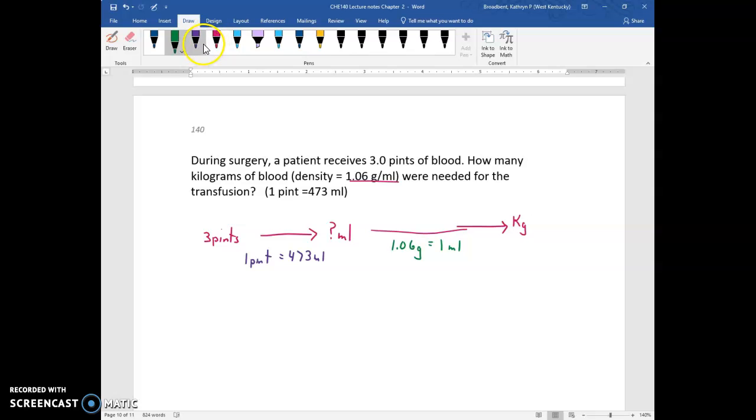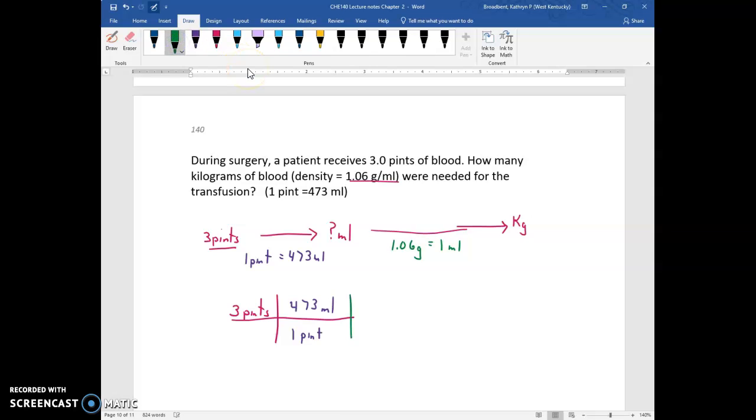We're going to set this up the same way we set the others up. We always want to start with the number from the problem. Make sure you don't start with any of your equalities. So we start with our 3 pints. We have our first equality. We want to get rid of pints, so we'll put our 1 pint in the bottom and our 473 milliliters in the top. That's our first one.